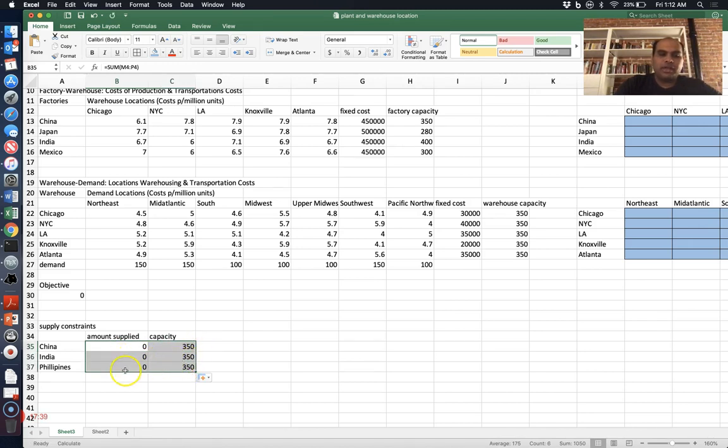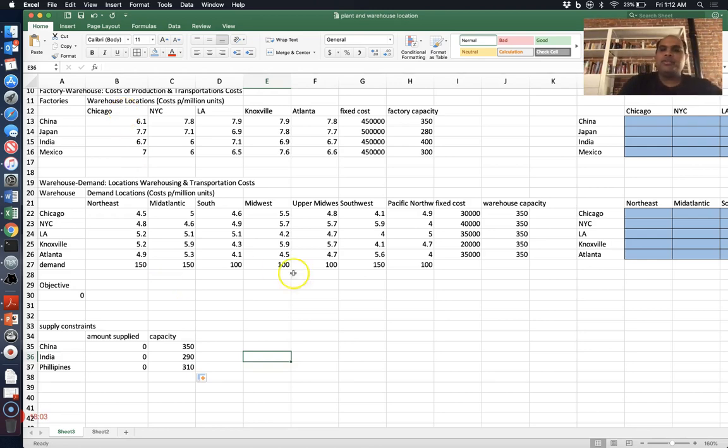Same goes for the Indian supplier and the Filipino supplier. Okay. Right. 350, 290, and 310. So that's the first step, supply. Total amount supplied cannot exceed the supply, so this is a less than or equal to constraint. So you have the first constraint, the supply constraint.